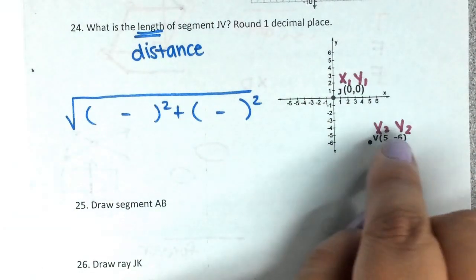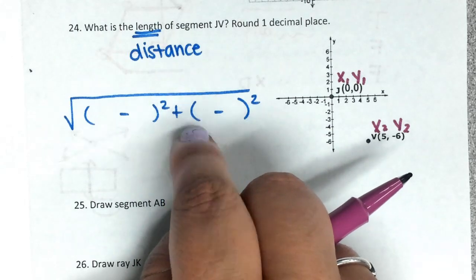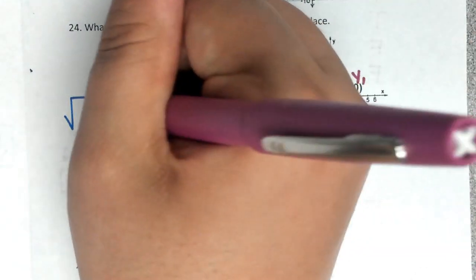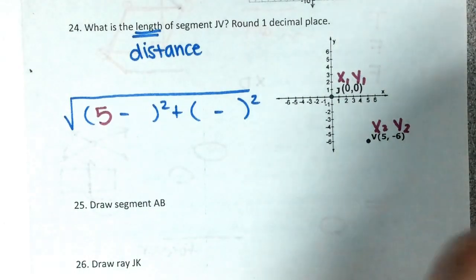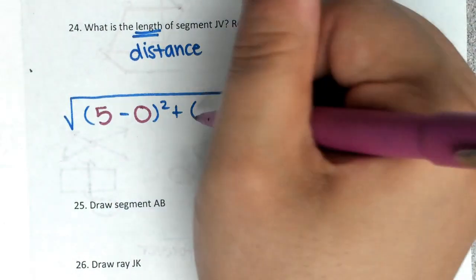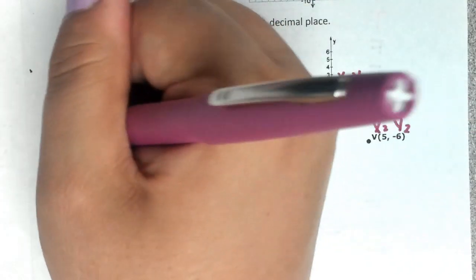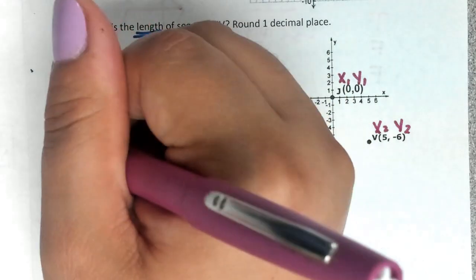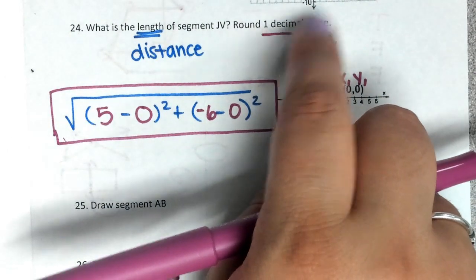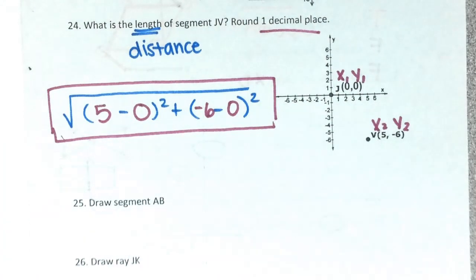Remember, we have x and y, and now we need to plug into our formula. Your formula will be on the board. What is my x2? 5, minus 0. What is my y2? 6, minus y1. And that is your answer. Tomorrow on this problem, do you see how it says round? I don't want you to round. You don't have a calculator, so you can't solve it. That's your answer.